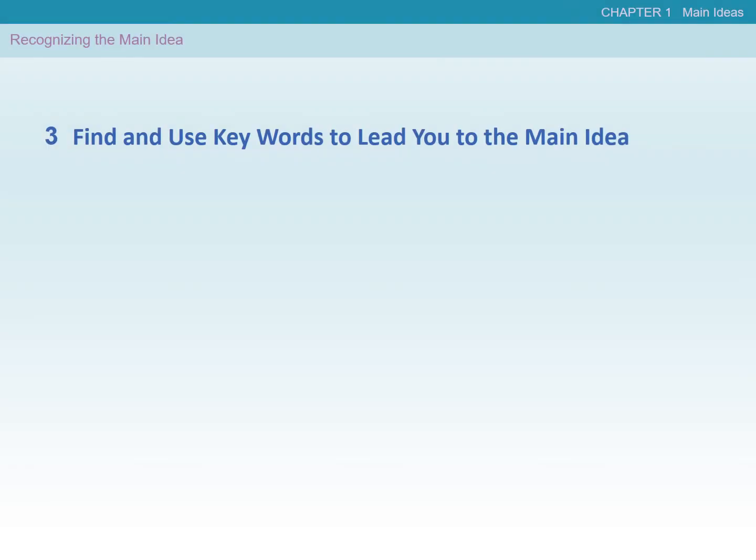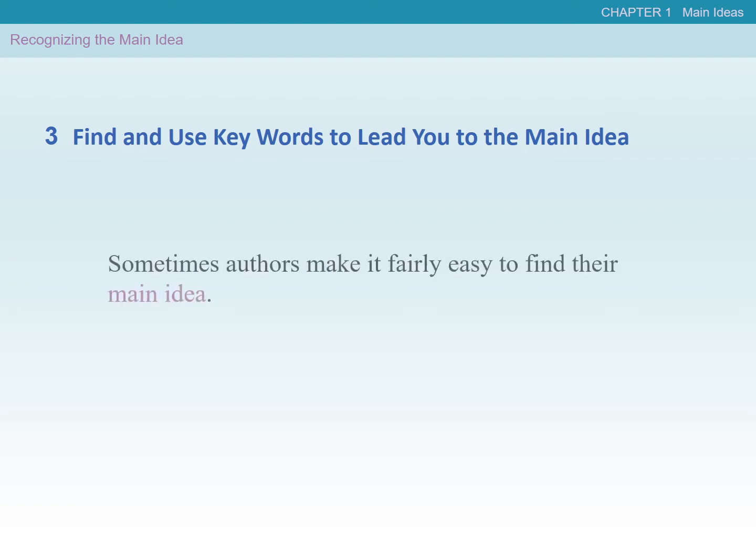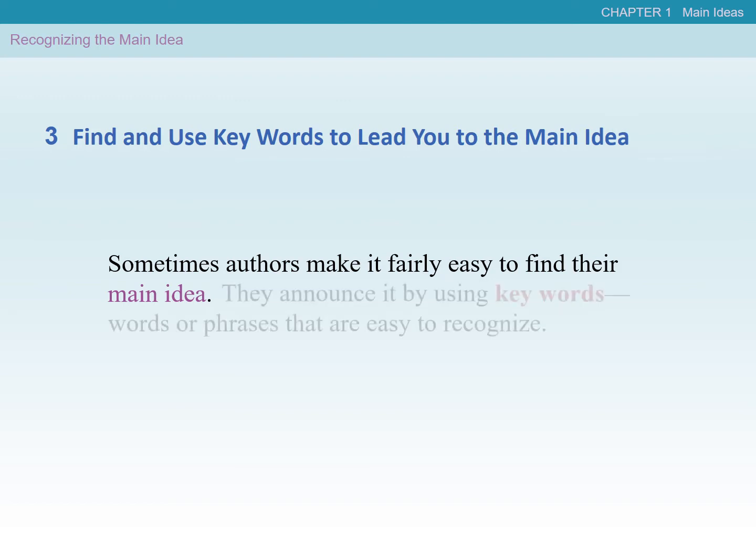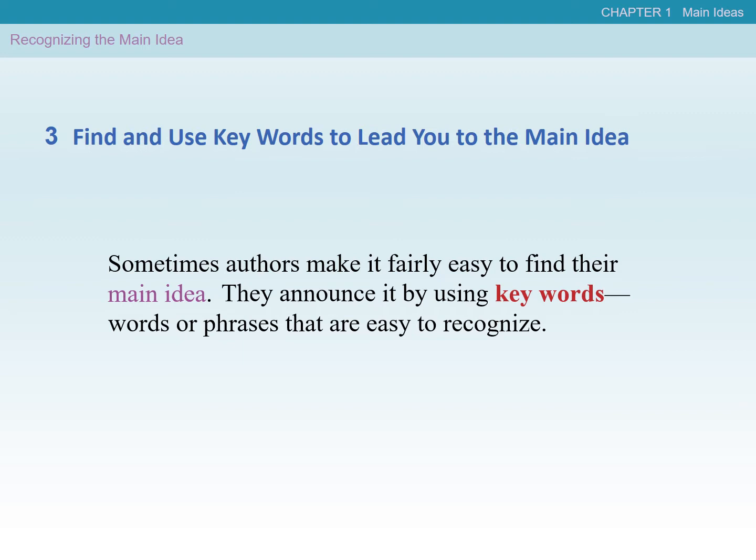The third strategy discussed in the text in this chapter is finding and using keywords to lead you to the main idea. Now we can find this in the textbook to follow along on pages 34 to 36. So sometimes authors make it fairly easy to find their main idea. In academic writing, this is often true. They can announce their main idea by using keywords or words or phrases that are easy to recognize.